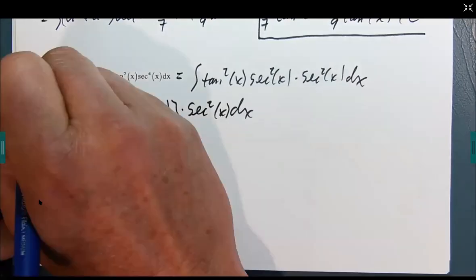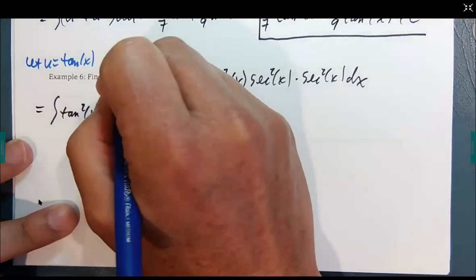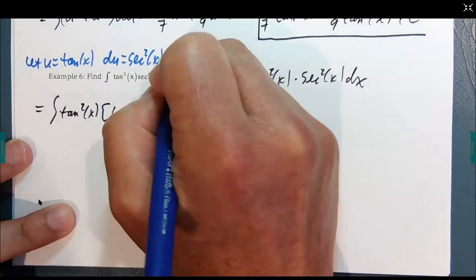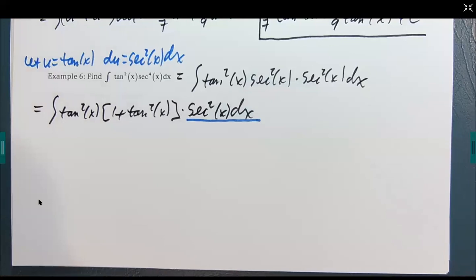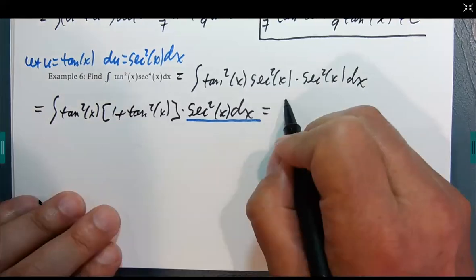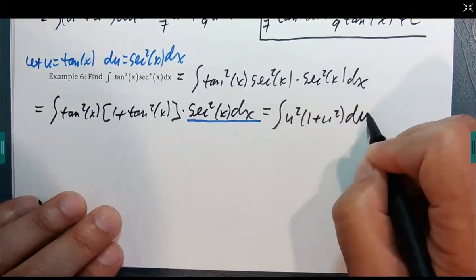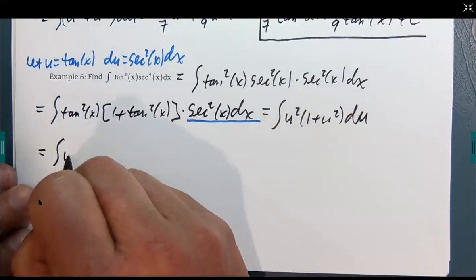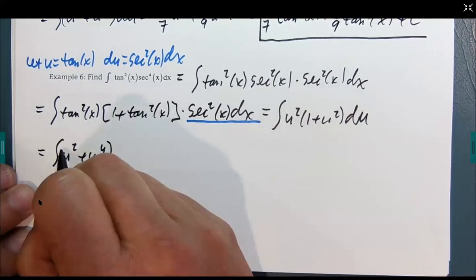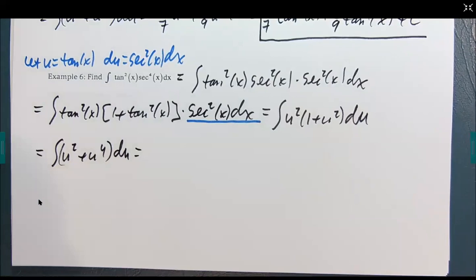So if we let u equal to tangent x, du is going to be secant squared x dx. And there we are. Right there. All right, which transforms this into the integral of u squared times 1 plus u squared du. Using the distributive property. Now we have a nice power rule. No problem.